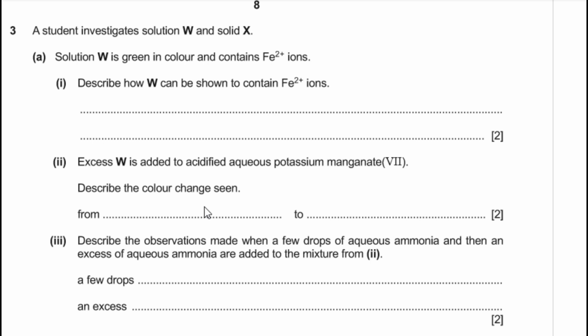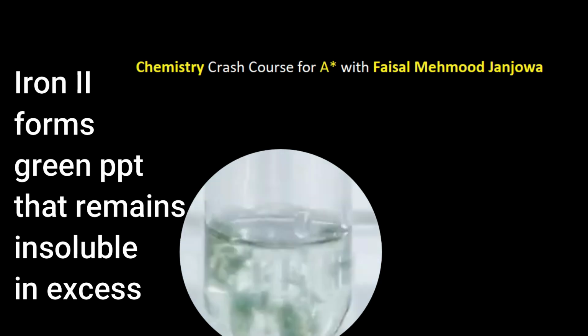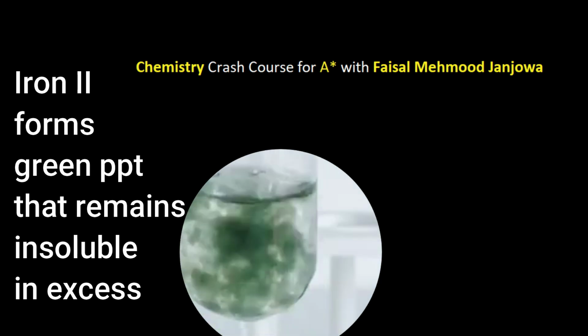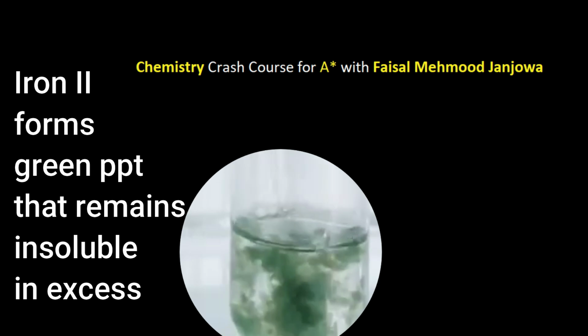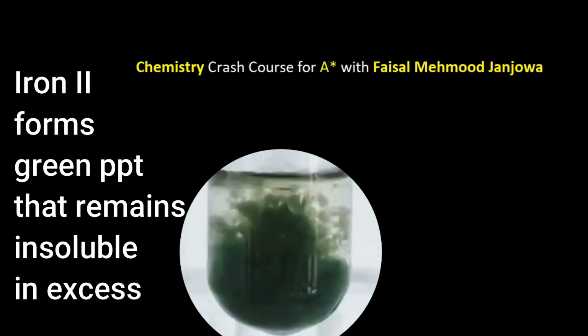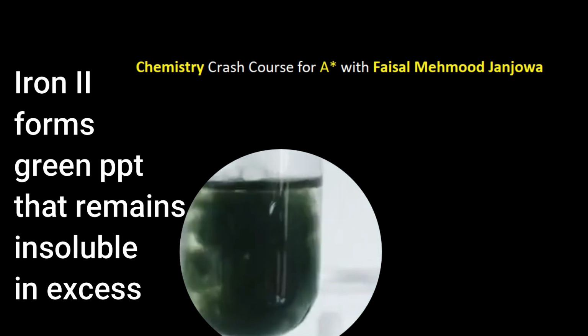In question number 3, we are given that a student investigates solution W and solid X. Solution W is green in color and contains iron 2 ions. Describe how W can be shown to contain iron 2 ions. Remember that in identification of ions, we test substances with few drops of sodium hydroxide. Later on, we add excess of sodium hydroxide to identify the metal ions present. So we can write that add few drops of sodium hydroxide, we would observe green precipitates that would remain insoluble in excess. If you leave it for some time, a brown ring would appear on the top of the surface.